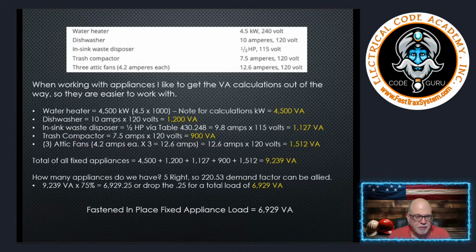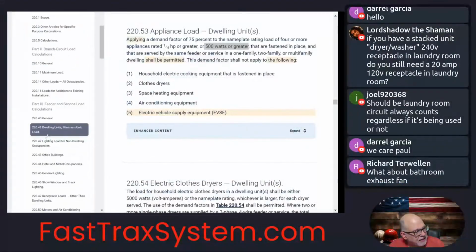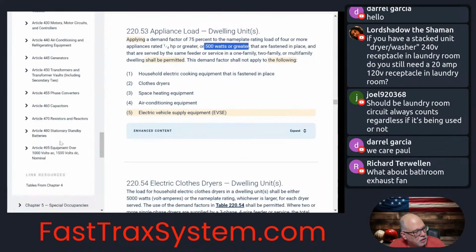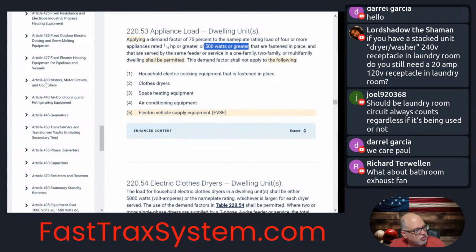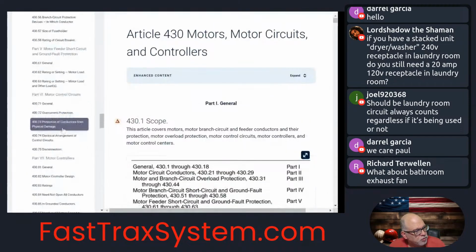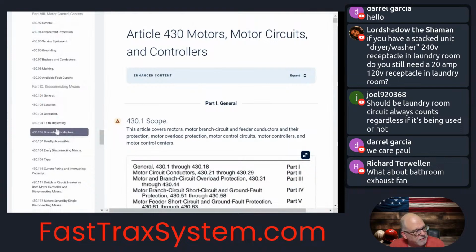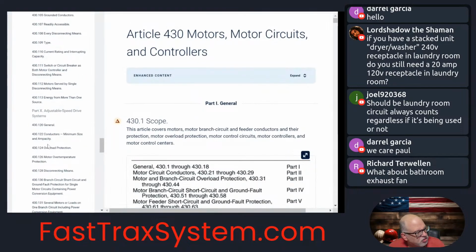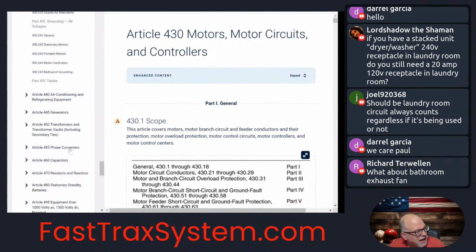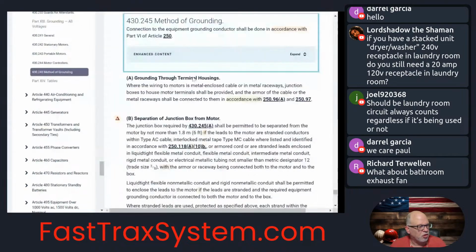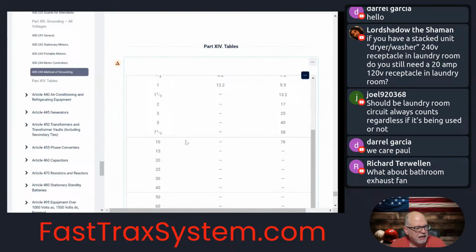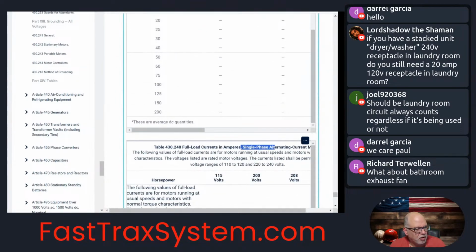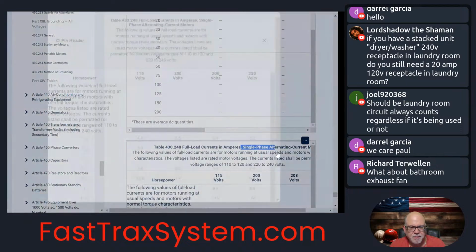Now, if we do that in the NEC, because I make sure I don't leave anybody hanging, anybody that might be new to the code or new to our program or wants to see where I go, I'll just show you. You go to 430, which is motors, and we're dealing with a motor because it's in horsepower rating. Then I go down, and the tables are at the back. When you go down to these tables, we're dealing with this table here, single phase, alternating current.